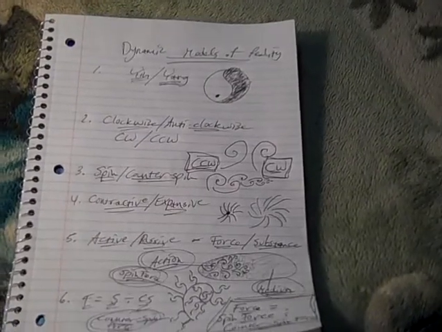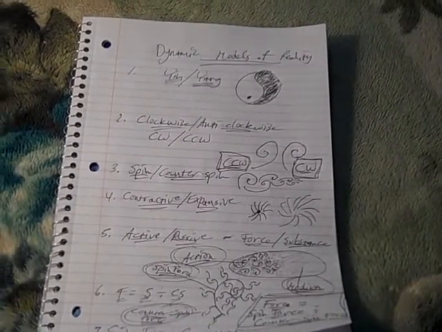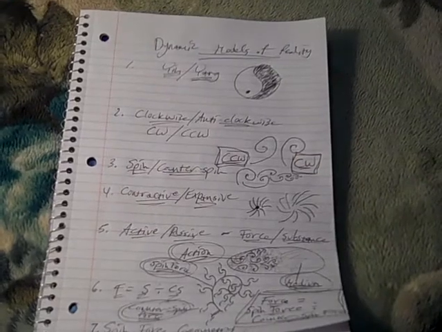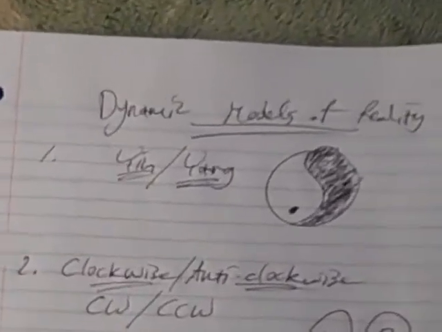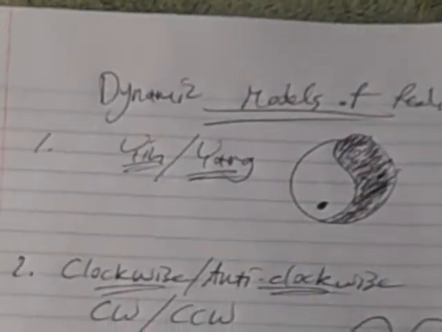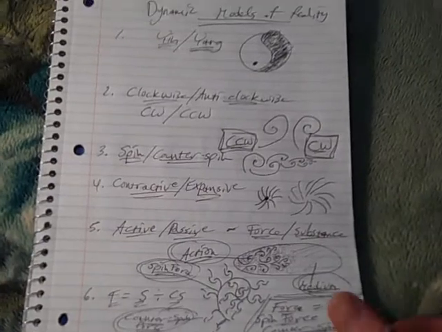So this is a drawing that is similar to ones I've done previously. And what this video is called is Dynamic Models of Reality. What I have here is 7 basic principles, and I just want to walk through them.